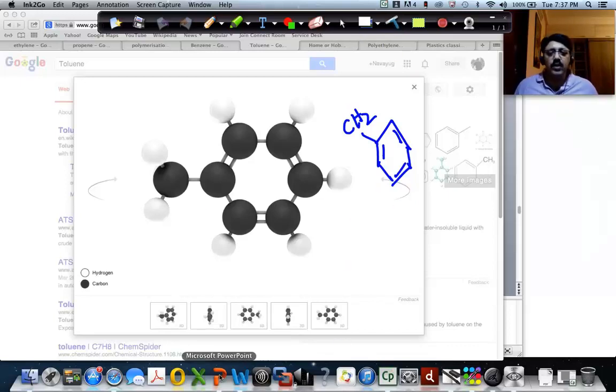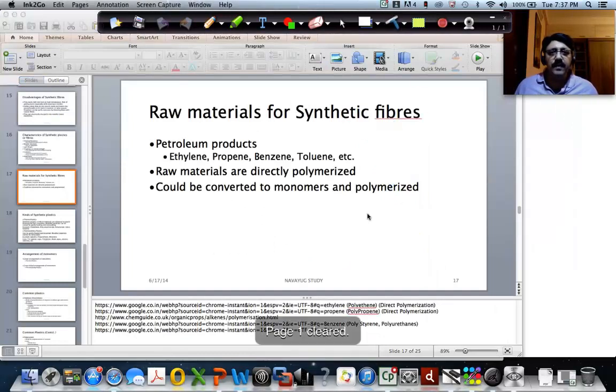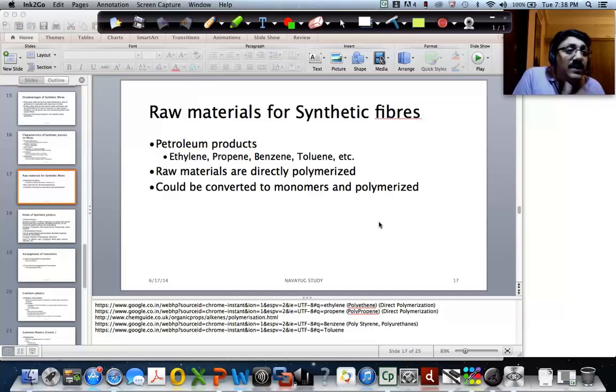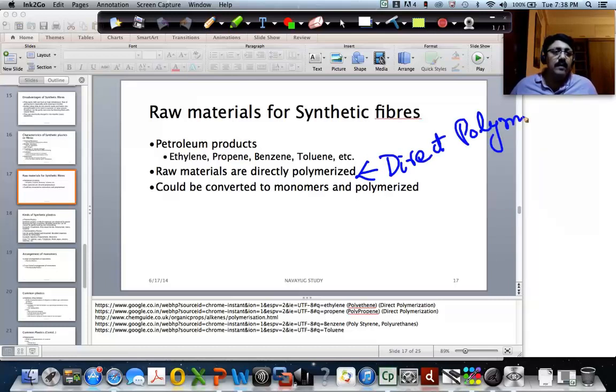Now let us get into the next. So that is about the different materials from which polymerization is done. Now there are two types. Now, how are these polymers created? The polymers can be created either by what you call direct polymerization. This is an example of direct polymerization. Or it can be converted to a monomer first. So let us see what is direct polymerization. In direct polymerization, the monomers are directly polymerized.